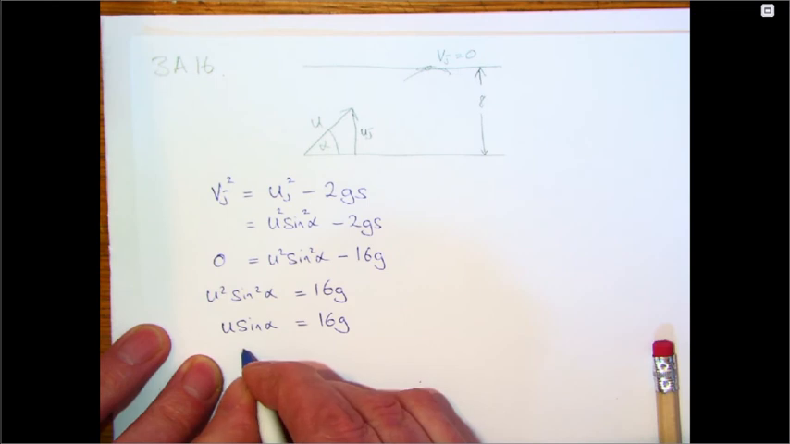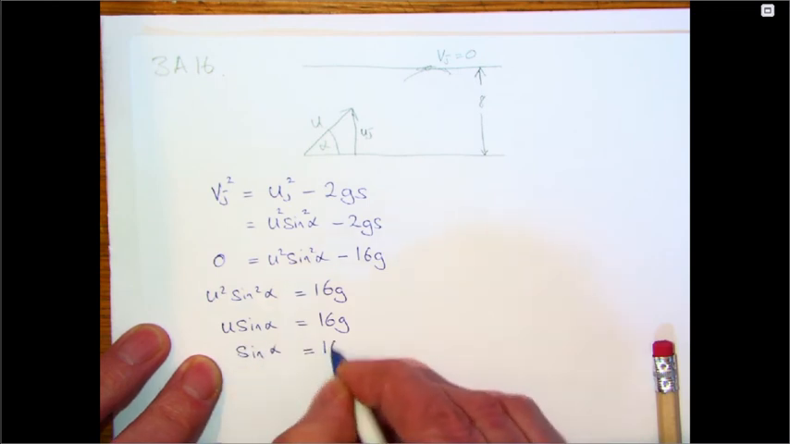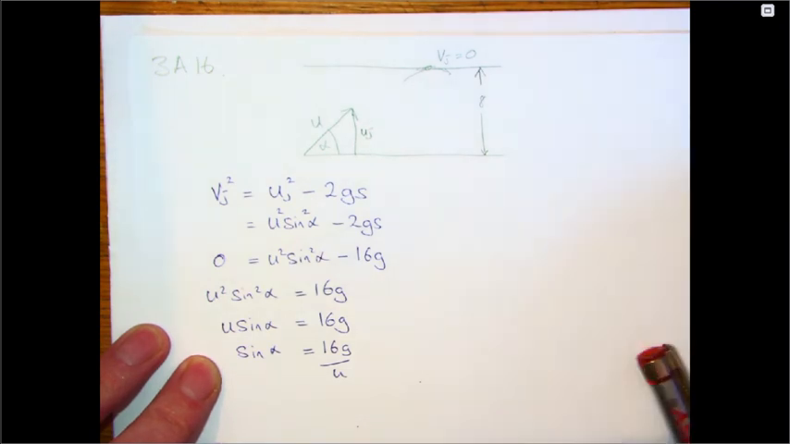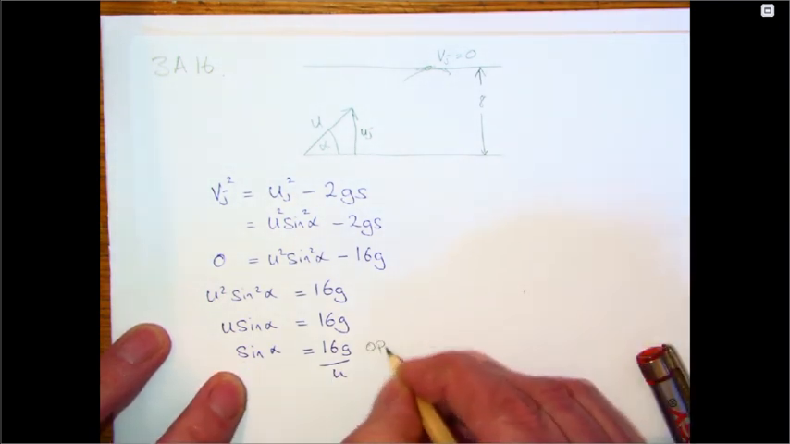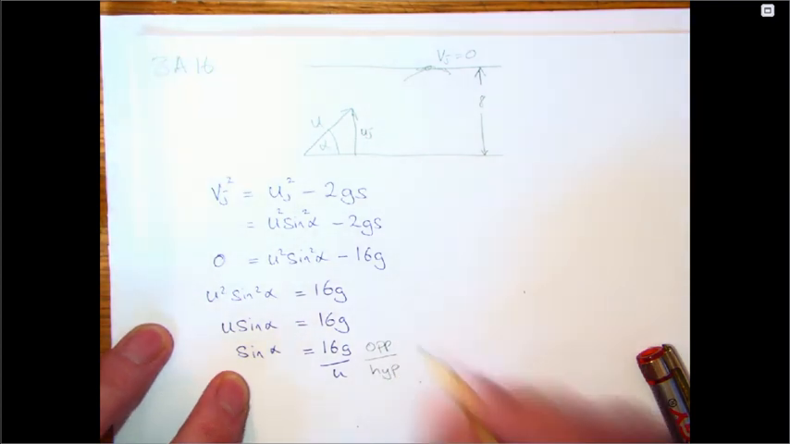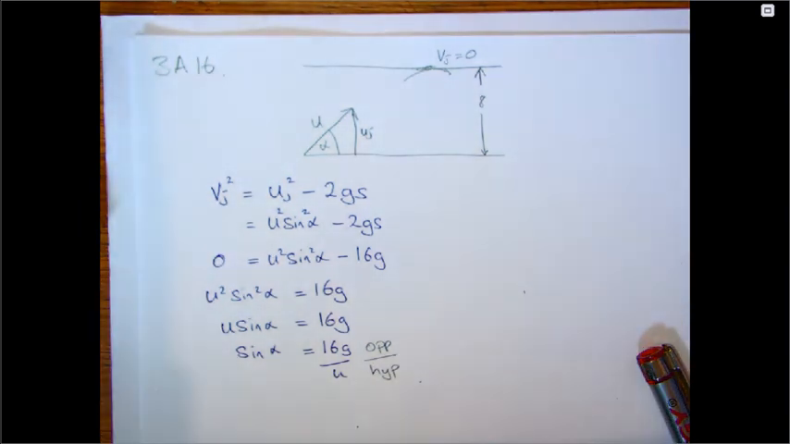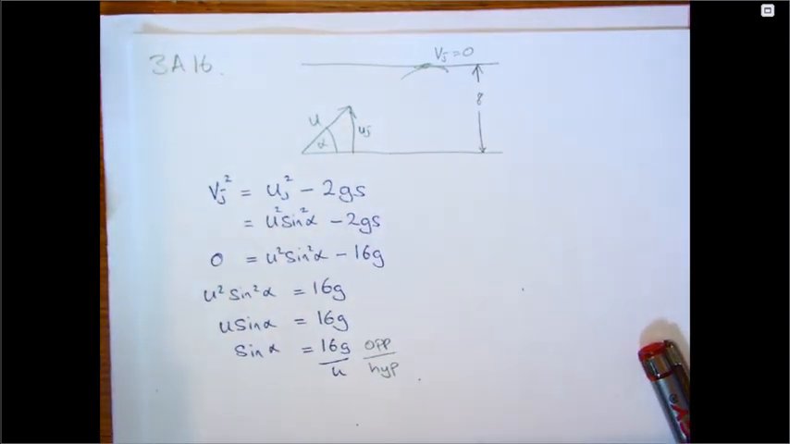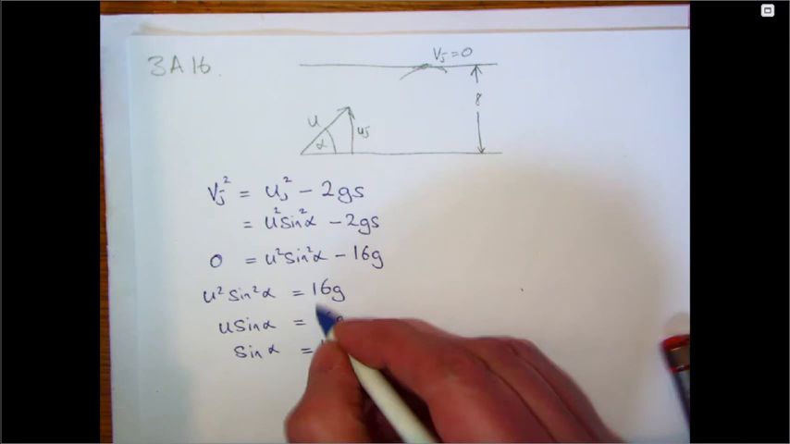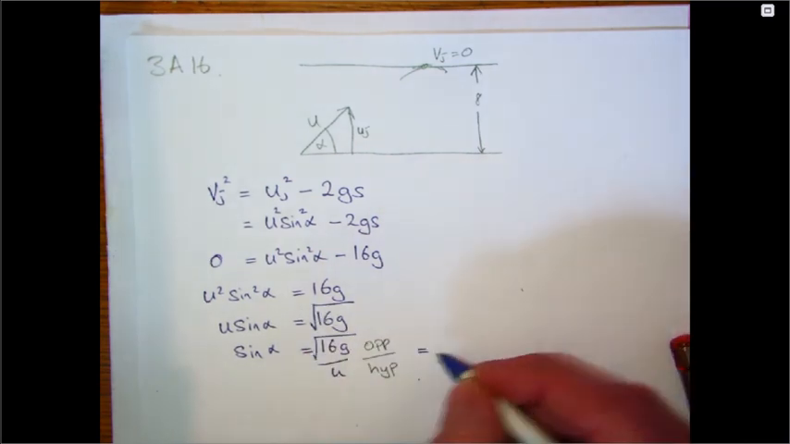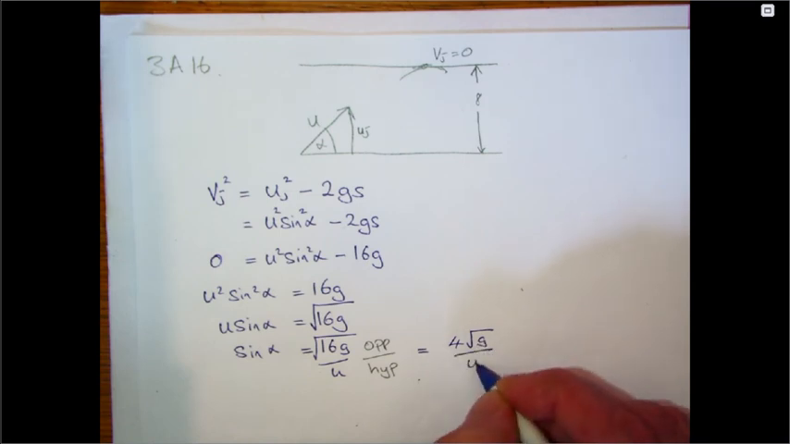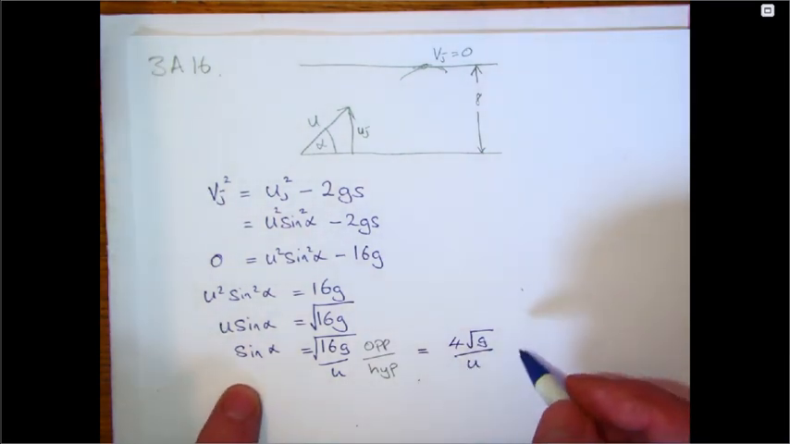Let's just go with sine alpha being 16g all over u. You should remember that sine alpha is the ratio of the opposite over the hypotenuse, and we can use this in a little trick in a bit. Excuse me, of course I made a big blunder there. I got the square root of one side, I didn't get the square root of the other side. So sine alpha is equal to 4 root g over u. So that's the sine.